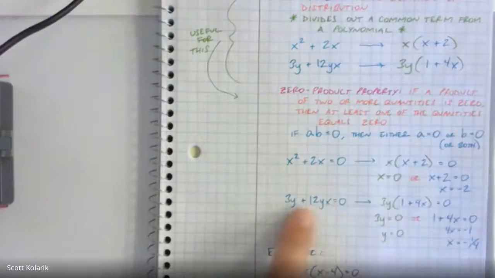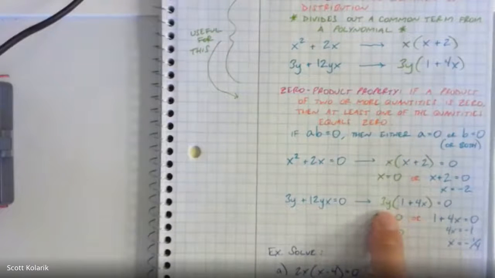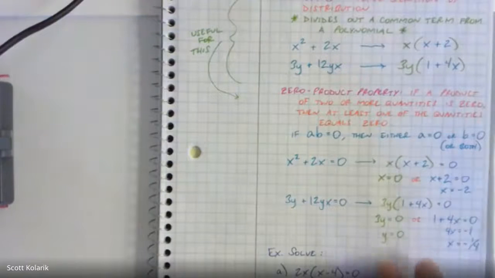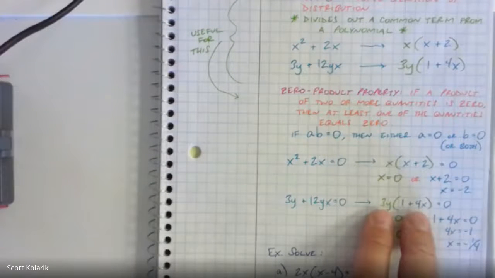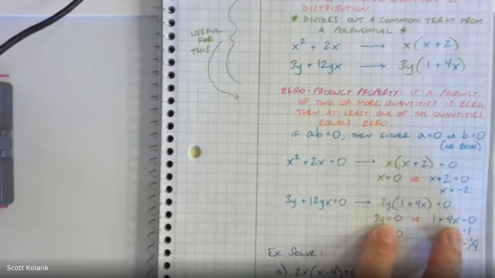Okay. So real briefly, this last one, when we factored it, we had 3y times 1 plus 4x equals 0. Again, your punchline: I have two objects here being multiplied to make 0. I'm going to set each object equal to 0. So 3y equals 0, 1 plus 4x equals 0. And now I solve for the variable in each case. And each of these cases won't be overly complicated. It's just going to be inverse operations.